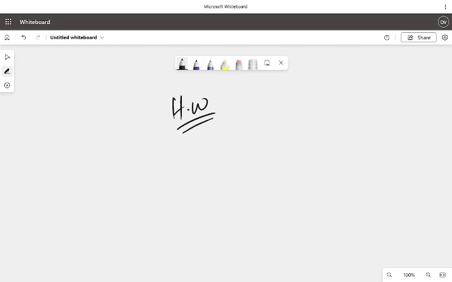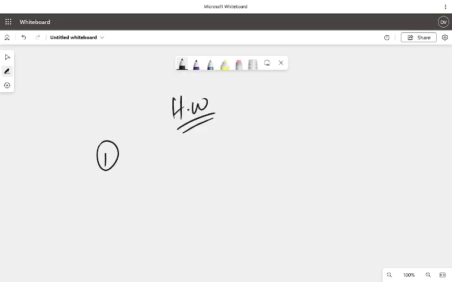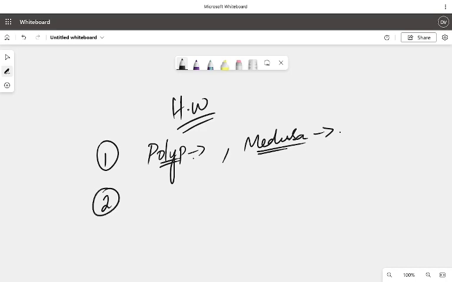First question I can give you is, give one example of polyp, give one example of medusa. Okay, and then secondly, you have to tell me what kind of digestion takes place in Coelenterata.